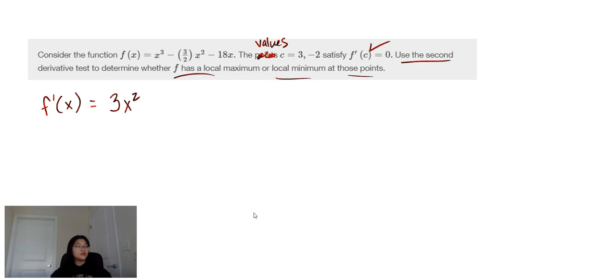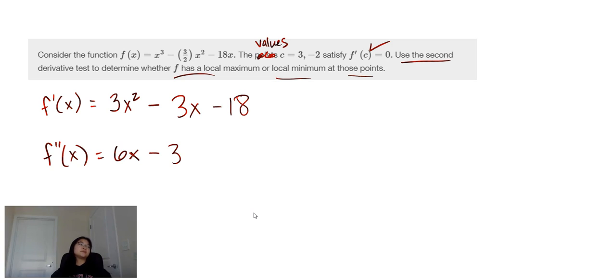Well, we have to take two derivatives. So let's take one derivative. The derivative of x cubed is 3x squared, minus 3 halves times x squared. 3 halves times 2 is 3 times x to the first power, minus 18. And f double prime is the derivative of f prime, where 3 times 2 is 6 times x. So we got 6x minus the derivative of 3x, which is 3, plus the derivative of negative 18, which is 0. So, this is a line. The second derivative is a line.